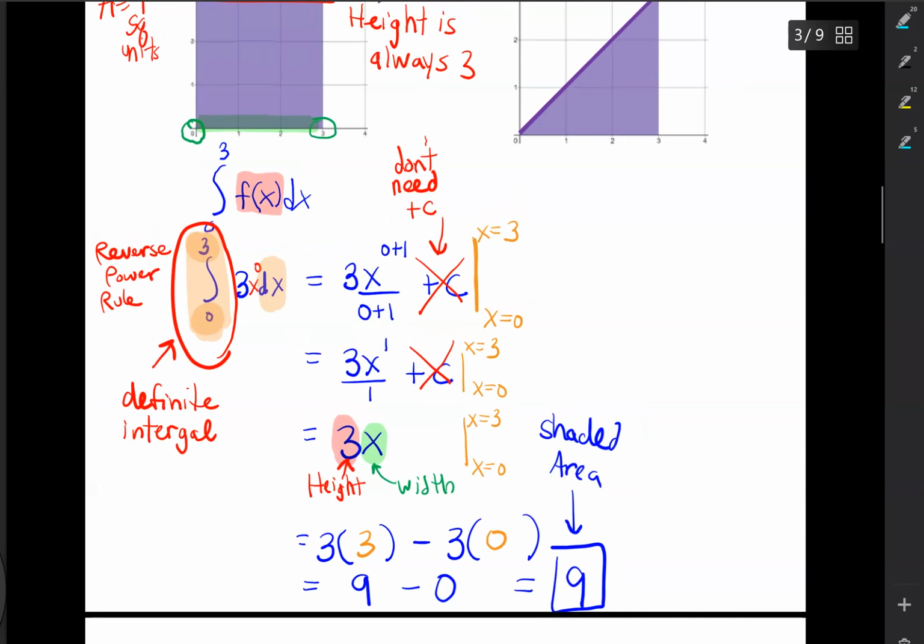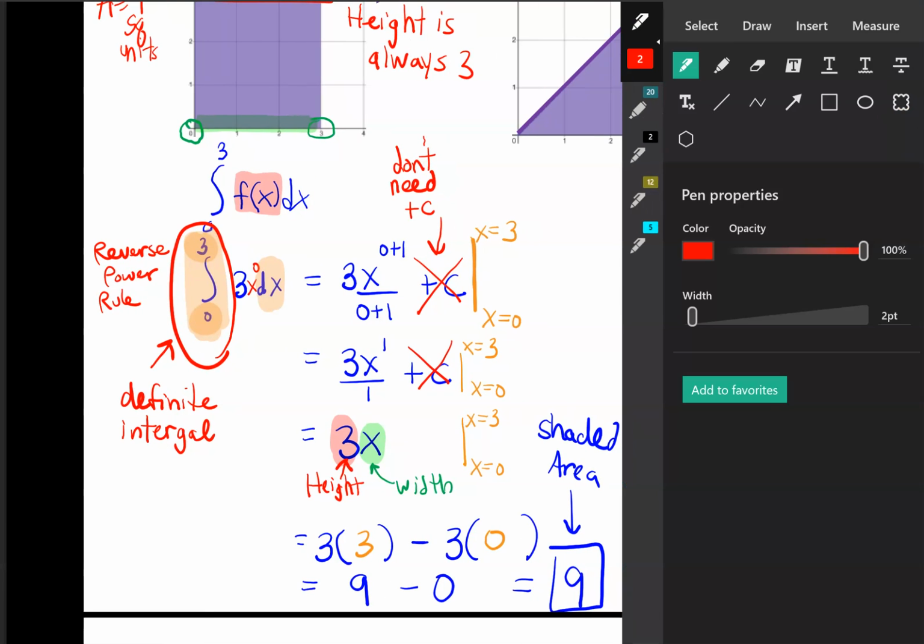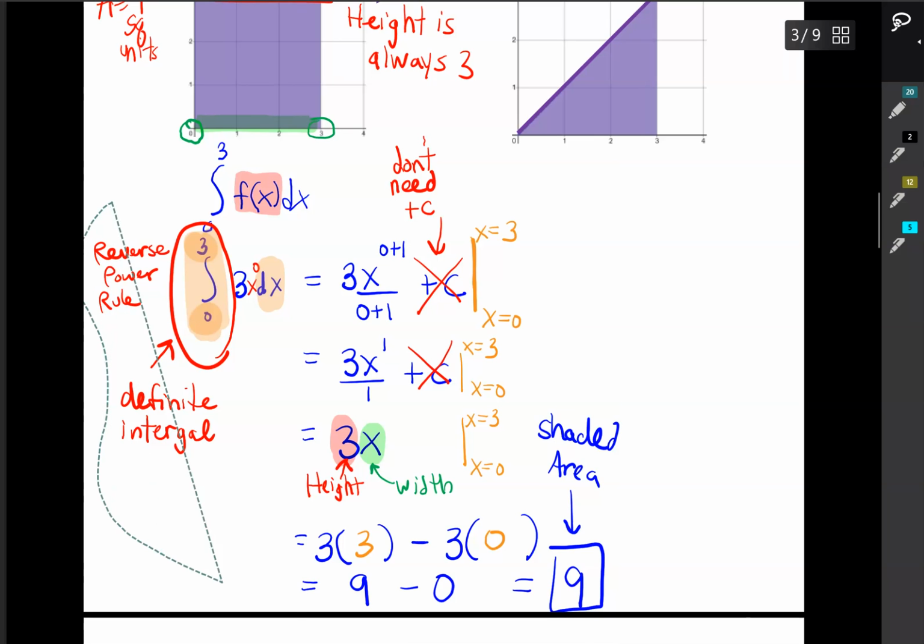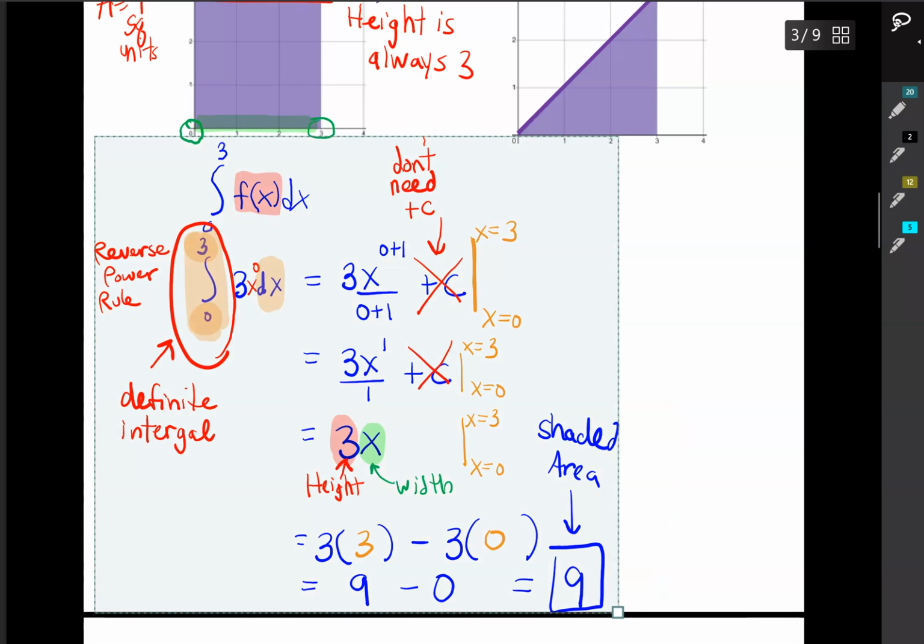And I know this idea is new, but it's piggybacking on your old antiderivative rules, your reverse power rule, your reverse e to the x rule, your reverse natural log of x rule. Now we just have this extra step of plugging things in and subtracting. That's the only new thing for today. So let's try another one, and then another one that we know, and then we'll try the harder one that we were doing those estimates for.